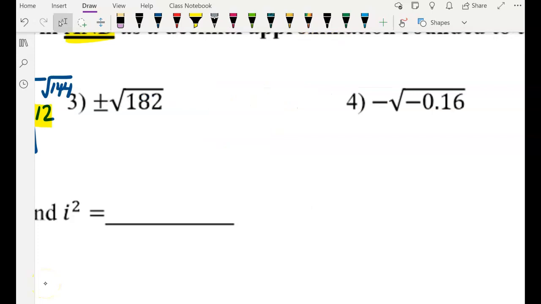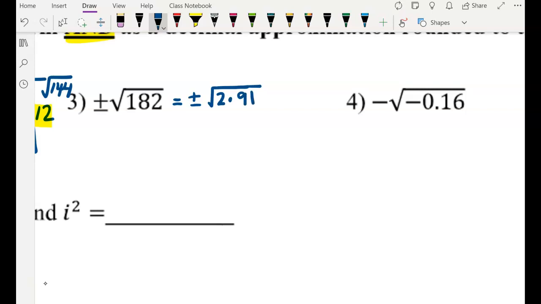So number 3 says plus or minus the square root of 182. If you see a plus or minus in the front, students, that means your answer will carry this plus or minus over. You really have 2 answers, okay? 182, students, is an even number, so I know it's definitely divisible by 2. So 2 times what equals 182? That will give us 2 times 91.